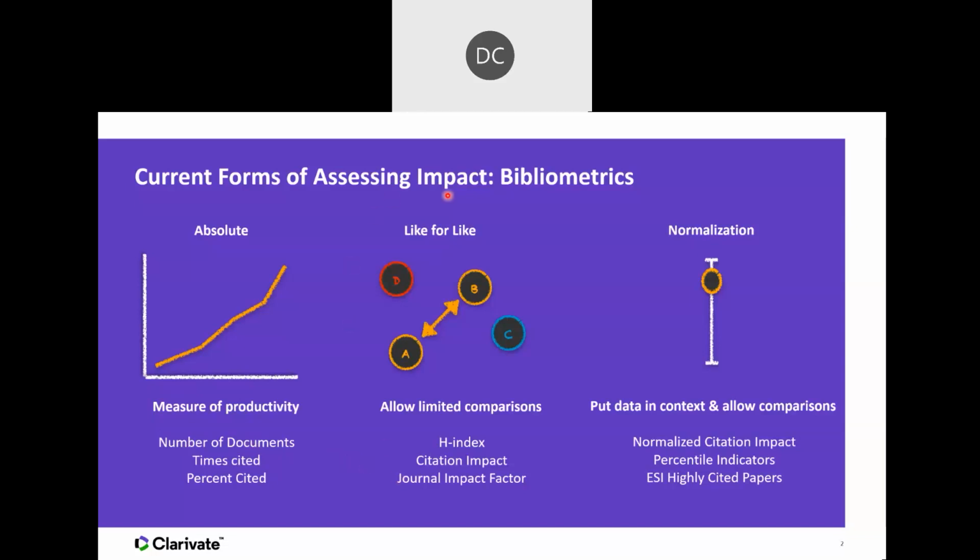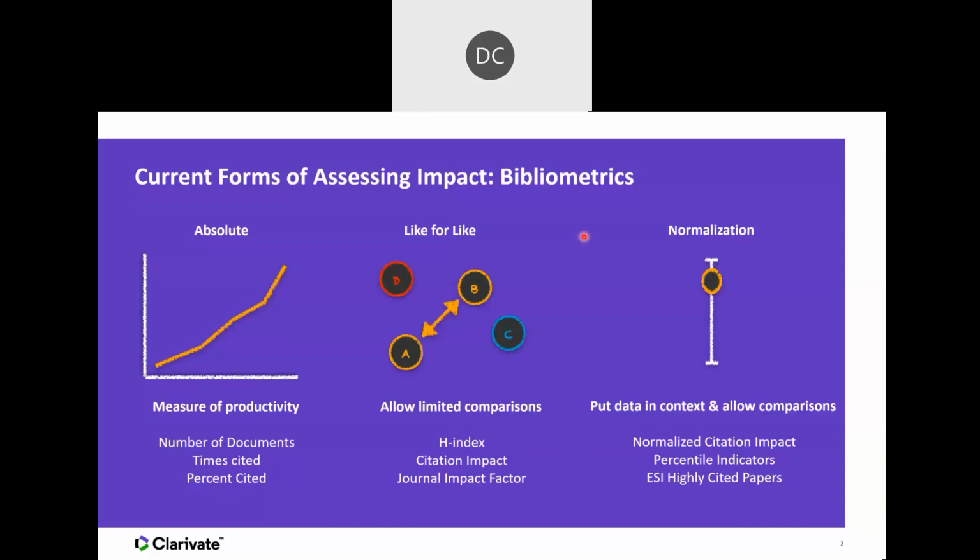So then in comes the second category that we have, which is comparing like for like, to make sure that you are comparing the same specialization together. This is where we talk about things like the H-index, citation impact, as well as journal impact factor. These indicators allow you to compare researchers within their own specialization, but you need to take them in consideration of that same specialization. You cannot compare them outside of that same specialization.